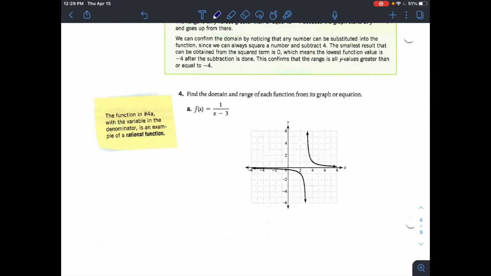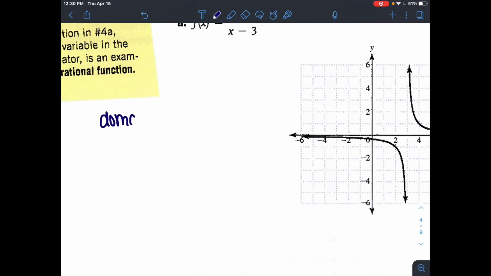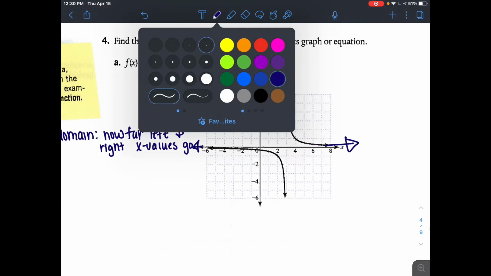Okay, let's see, number 4. Find the domain and range of each function from its graph or its equation. I personally like finding it from the graph. I think it's so much easier than using the equation. If you want to use the equation, you can, but I prefer the graph. So looking at this, remember, domain is how far left and right our x values go. So I'm looking for left and right. If you need to extend your graph, you definitely can. Okay, so my graph is continuing forever to the left and forever to the right. Okay, let me change colors.